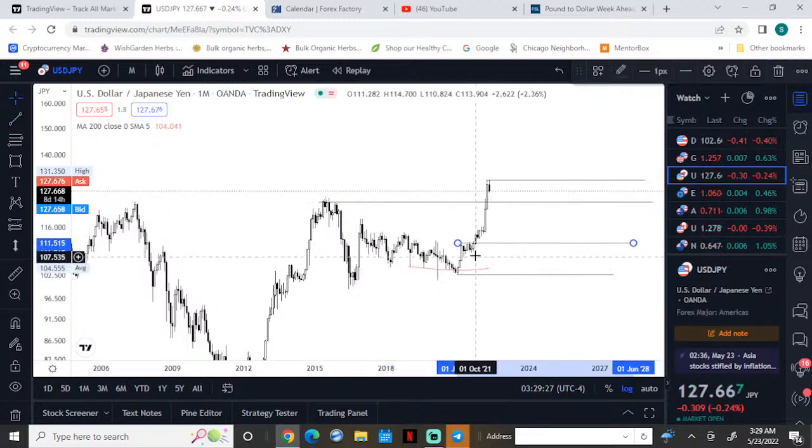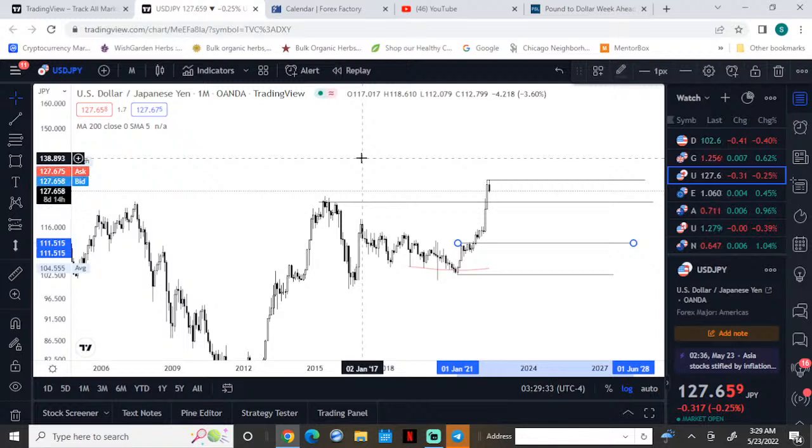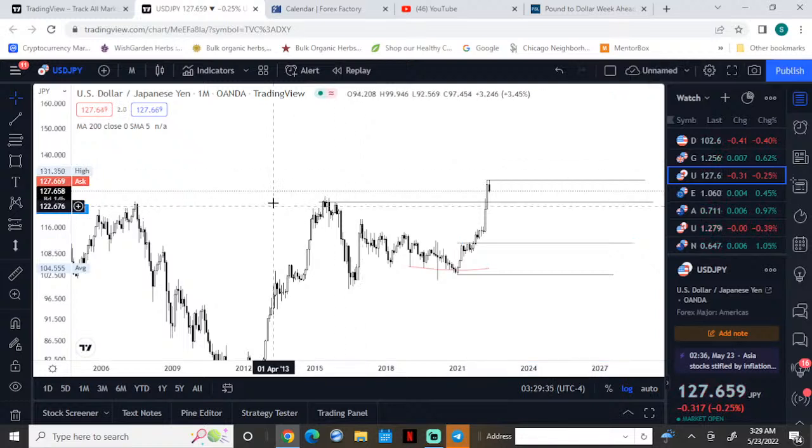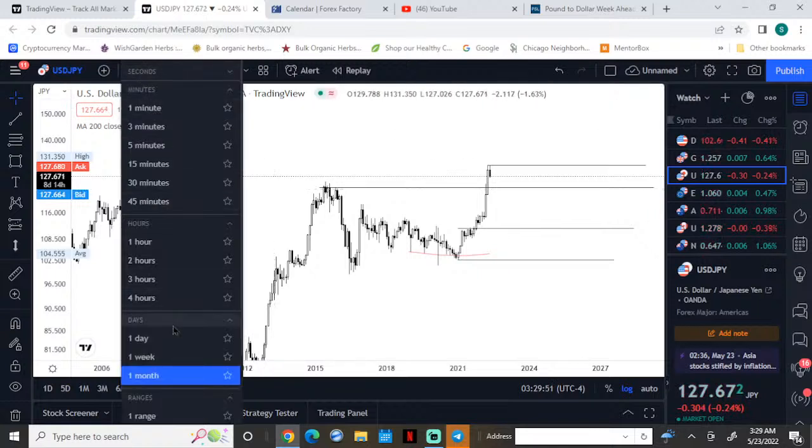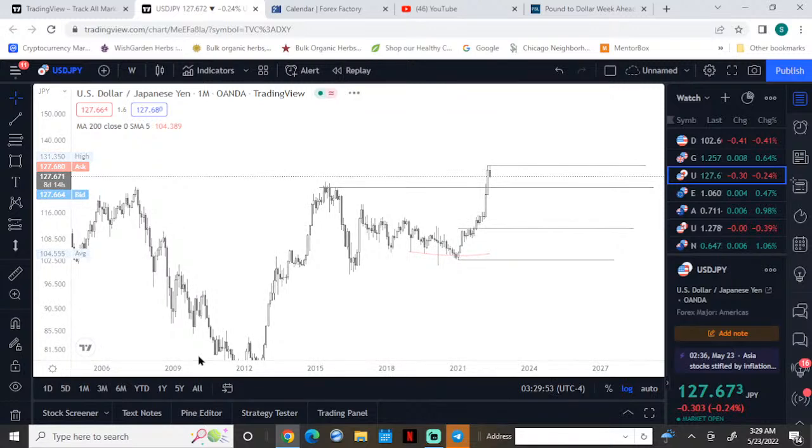Look, you see how price just shot because of everything that's going on, huh? It's crazy how there's a war going on with Russia and Ukraine, and it is affecting us. These gas prices, y'all, I'm over it. I'm over it completely. So that's all I see on the monthly. Let's go down to the weekly.